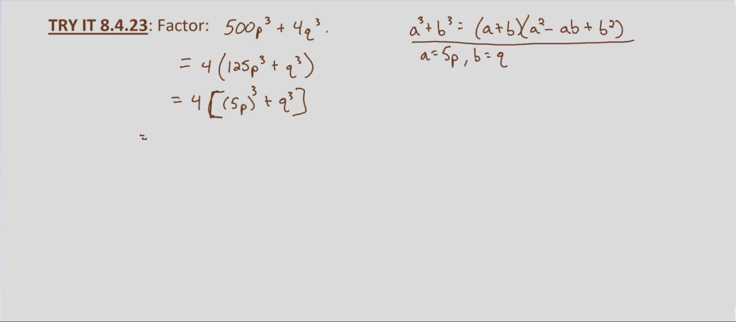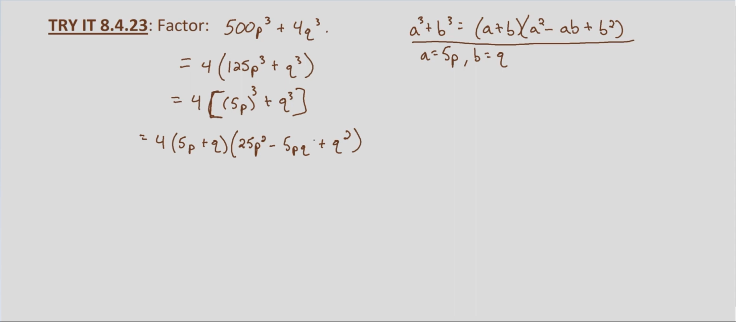So this ends up equaling 4 times a plus b, so 5p plus q, times a squared, so 5p squared is going to be 25p squared, minus ab, so minus 5p times q, plus b squared, so plus q squared.